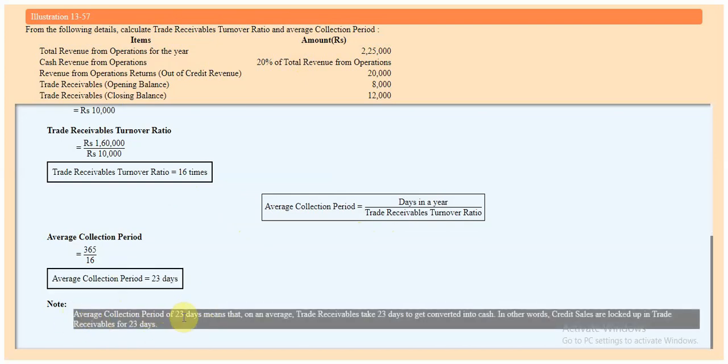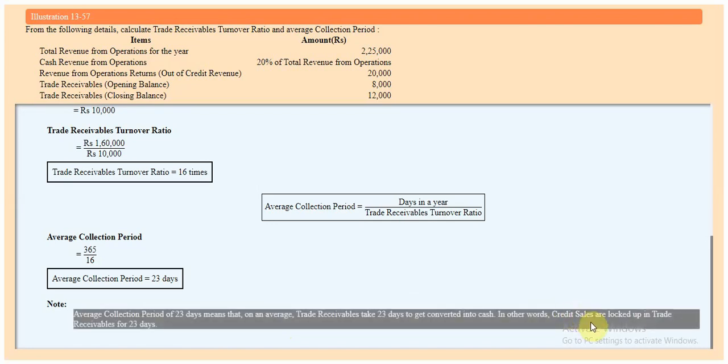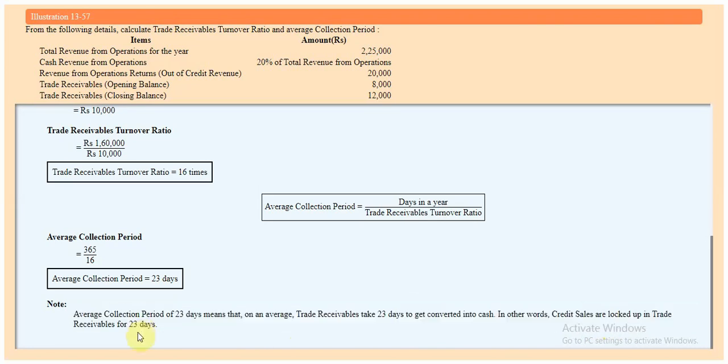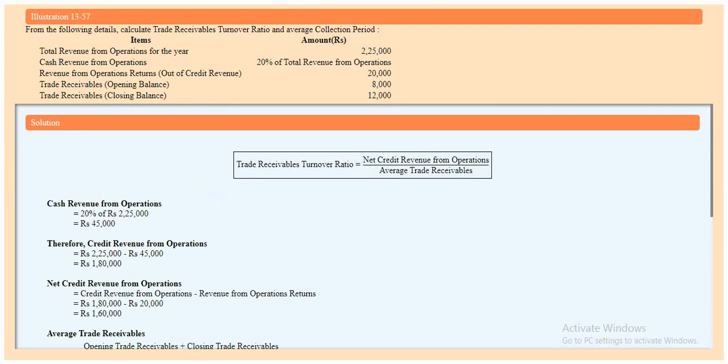Average collection period of 23 days means that on an average, trade receivables or debtors take 23 days to get converted into cash. In other words, credit sales or cash is being locked up in trade receivables for a period of 23 days. That is what this 23 days indicates. Now we will move to the next sum, friends.